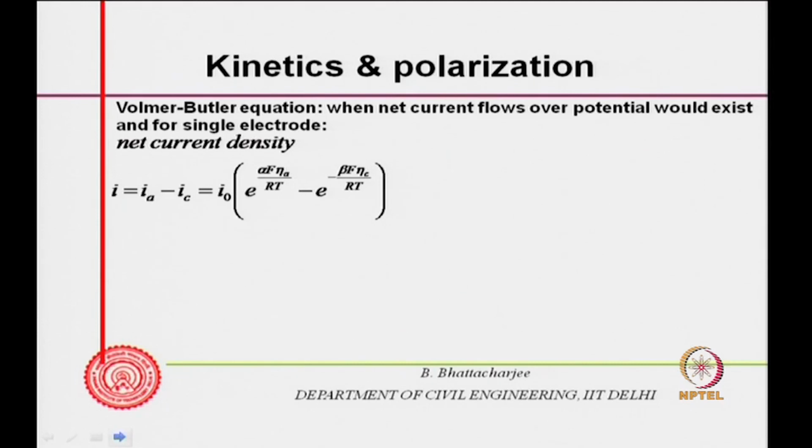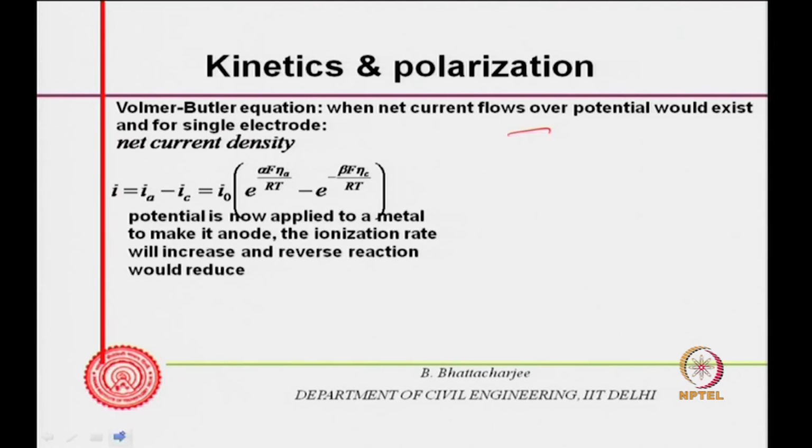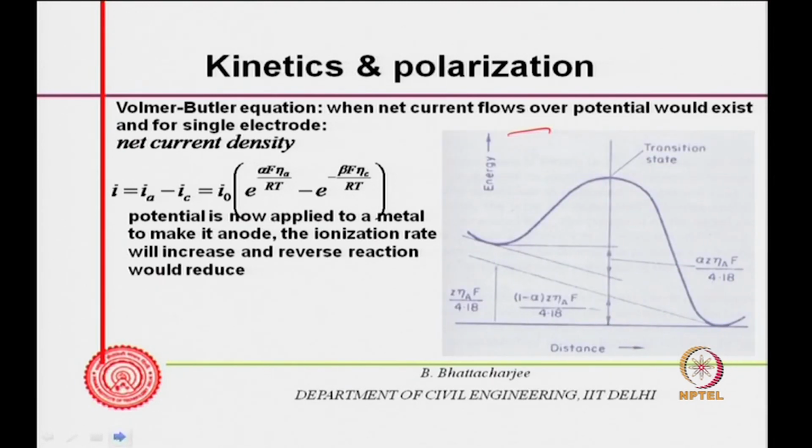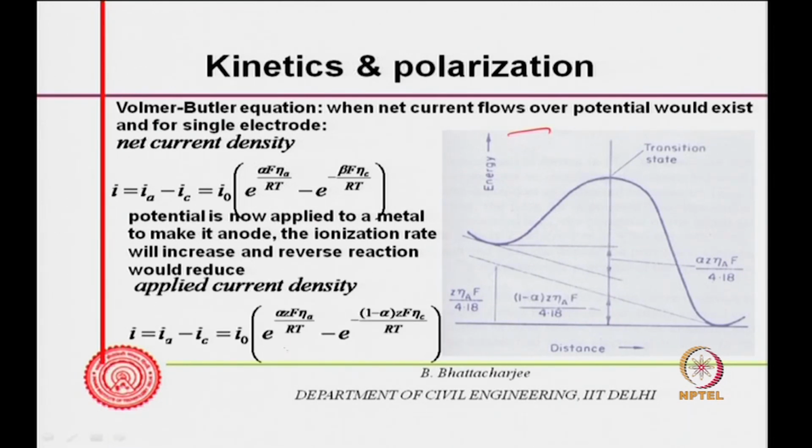Now, the Butler-Volmer equation, of course, gives you for a single electrode the net current equation. What it says is that when potential is applied to the metal, the ionization rate increases and the reverse reaction will reduce. So, in a given single electrode, if I try to increase the anodic current, the cathodic current will reduce, and the relationship of beta and alpha will be beta equals 1 minus alpha. So, this is the Butler-Volmer equation for a single electrode.